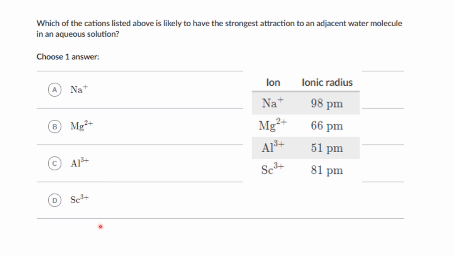We can see that the charge is highest for the aluminium ion and scandium ion because both these ions have a 3 positive charge, while magnesium has 2 positive and sodium has 1 positive charge. Further, we need to see the ionic radius of these two ions. We can see that the aluminium ion is smaller than the scandium ion. So when the size of the ion is smaller, it means that it can easily interact with the surrounding water molecules. So this makes the aluminium ion the correct option.